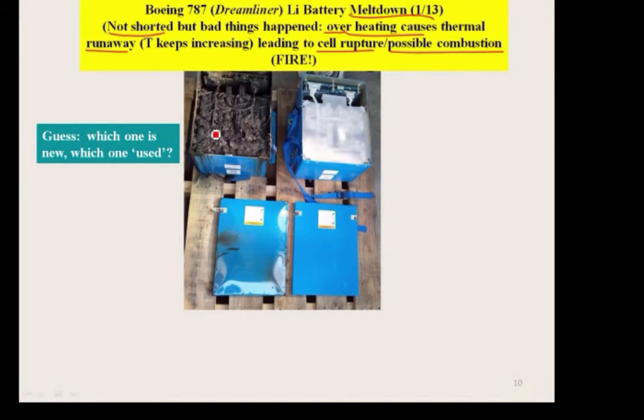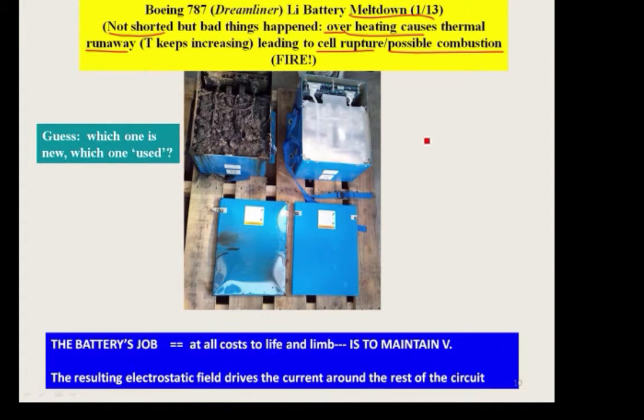If you take a look at this battery and this one, the question is which one's new, which one's used is pretty obvious. This is what it looked like before it was destroyed, and this is after. The bottom line is what the battery is trying to do, at all costs to life and limb, look at this guy here, is maintain the potential across the electrodes. What is it doing? Well, that potential difference is driving the formation of an electrostatic field, which drives the current around the rest of the circuit. And that's what we talked about before, having an E field inside the conductor.